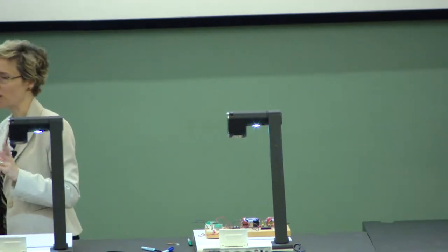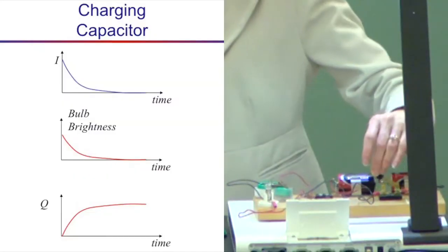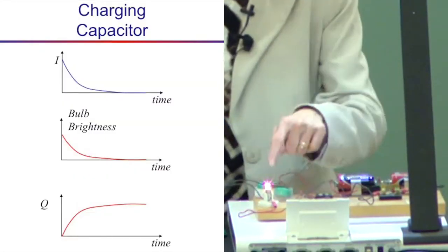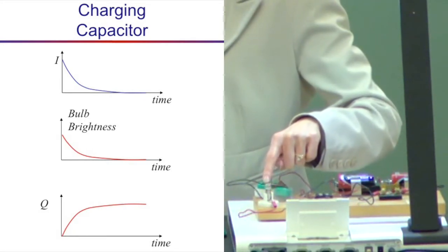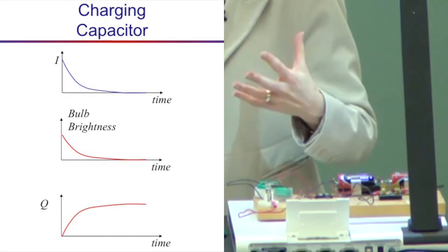The bulb brightness is directly proportional to the current in the circuit, so I can equally well plot the current in the circuit over time. What's going to happen is that as the charge builds up, the current stops flowing. Okay, so here we go. We initially get a bright bulb, and then it's eking out, and eventually, at long enough times, there's no brightness left to the bulb.